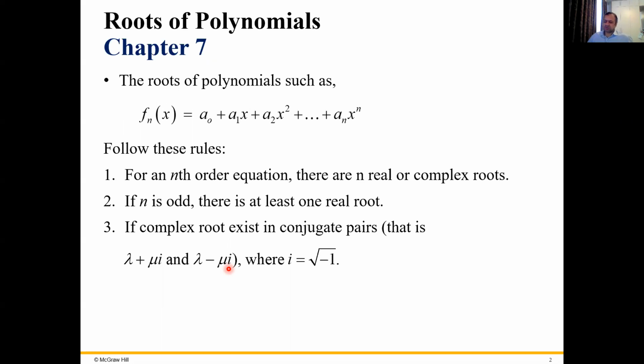So it can have all 4 real roots, or it can have 2 real roots and 2 complex roots, or it may have all 4 as complex roots. So a fourth order polynomial equation will have no real roots, 2 real roots, or 4 real roots. Okay, they cannot have an odd number of real roots.